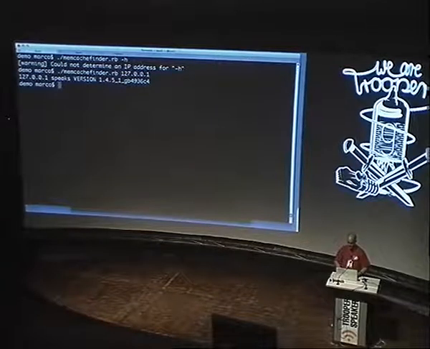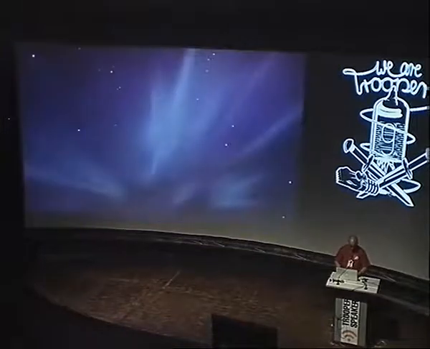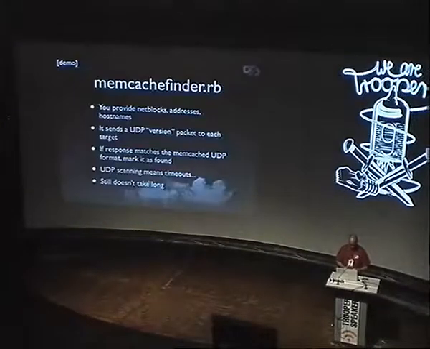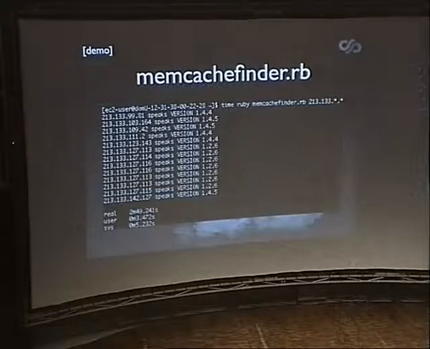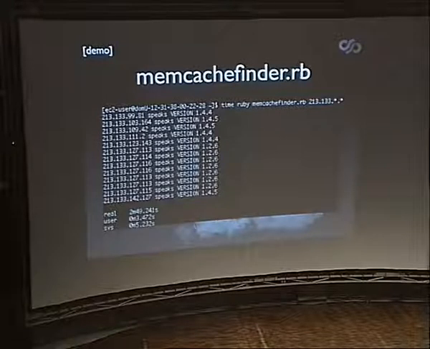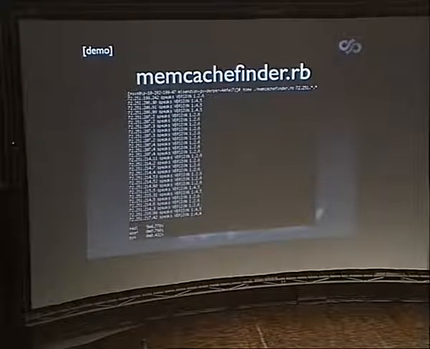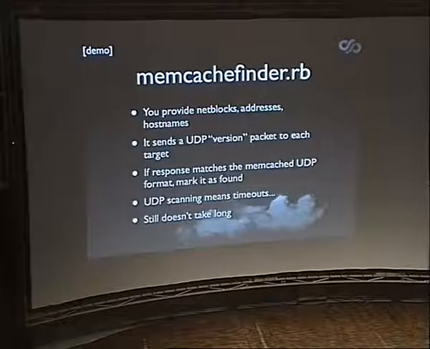And so we did that, and we found a whole bunch. So this is just the /16 that troopers.de sits in. And you'll see there's a bunch of memcaches that are exposed to the net. This is another /16, just showing you how long it takes. So that's 5 minutes to scan, and it picks up a bunch of them. So you just provide it with addresses, and it goes off and does its thing. So you can find caches pretty quickly.